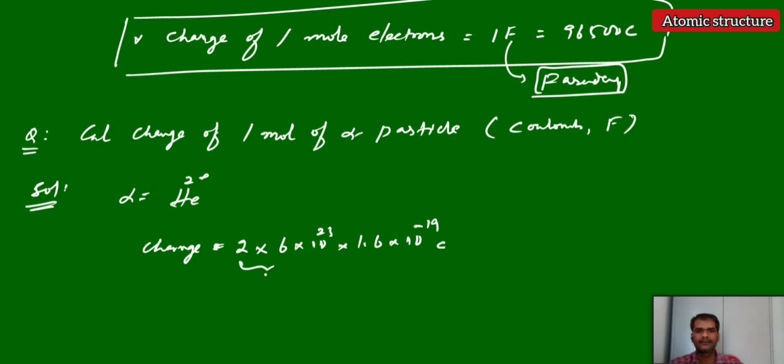That is nothing but 2 moles of electron charge or 2 moles of proton charge. Electron, proton, whatever it is, in both cases the charge is the same. How much will you get? 2 into 96,500 in terms of coulombs. In terms of Faradays, it is 2 Faradays. You can multiply 2 into 96,500 and you will get it.